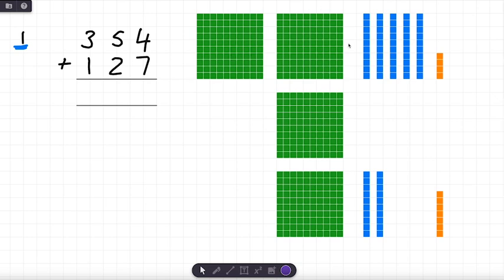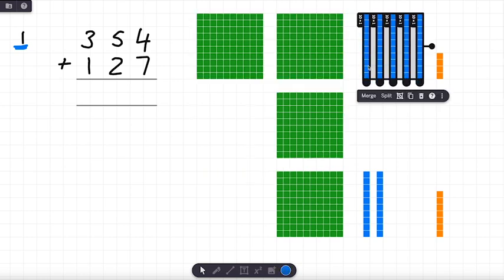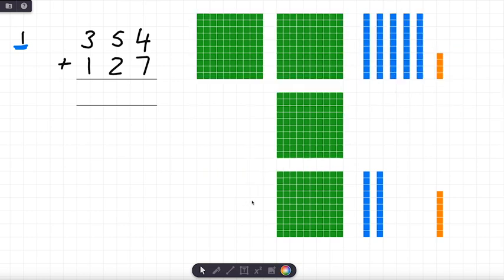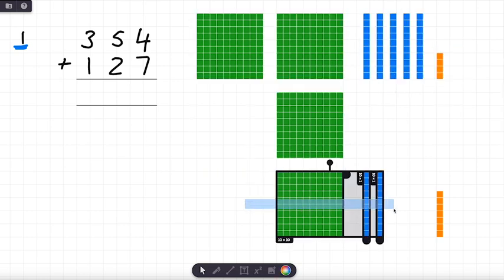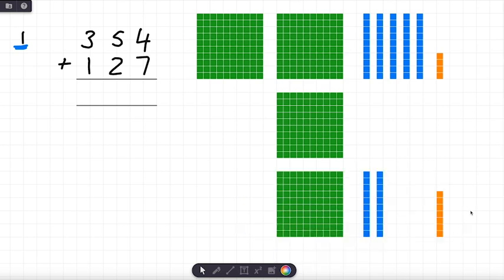So as you can see, I've got my Dienes blocks here. I have my 354 and underneath I have my 100, my 20 and my 7 for my 127. As with all the other column addition calculations, we're going to start with the smallest place value column, which is the units. So I'll just delete this, and we're going to go with 4 plus 7.